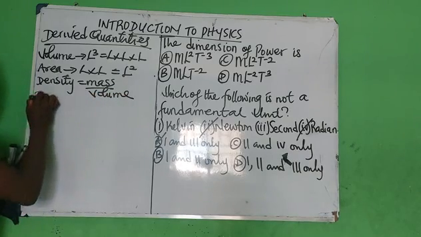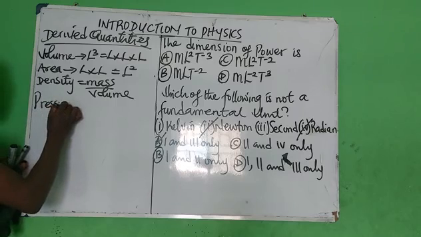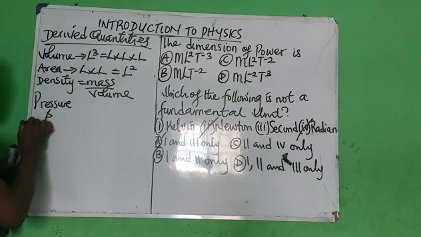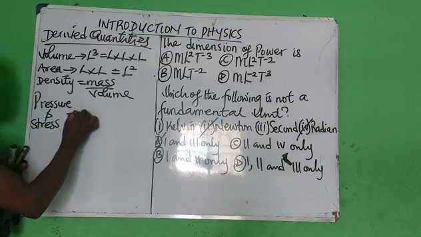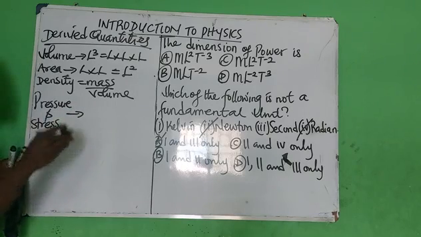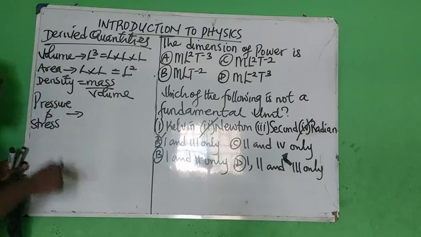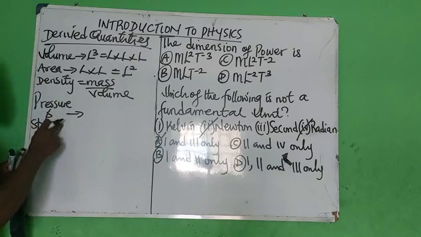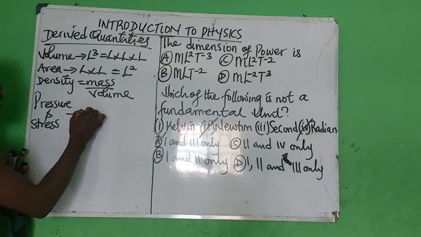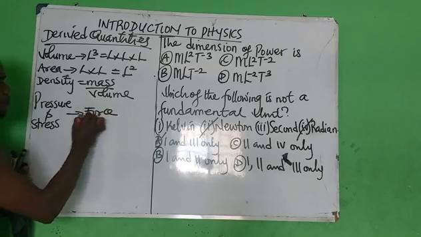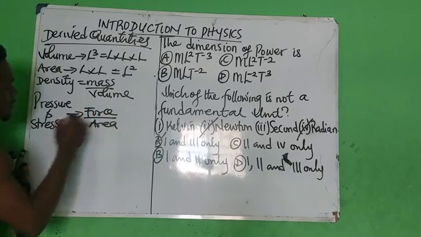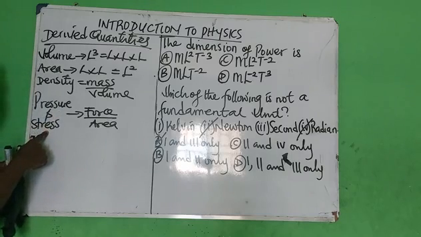All right. Pressure and stress have the same units. They have the same formula, having the same dimension as well. If they have the same formula, it means that they have the same dimension. All right. So it is force over area. That is what? Pressure and stress.